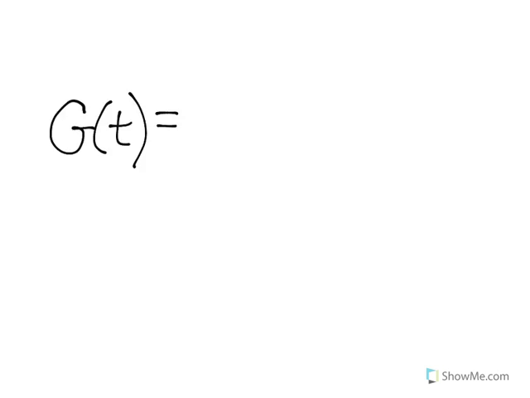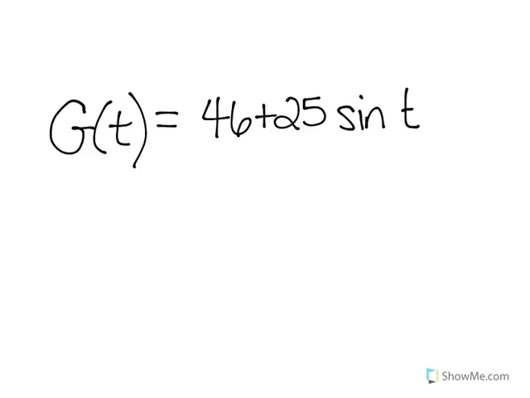I'm going to make up the rate right here. Let's say it was 46 plus 25 sine of t. And they'll always give you a rate. They'll give you the units of measure for that. So, for example, this could be something that is at a rate of pounds per hour.